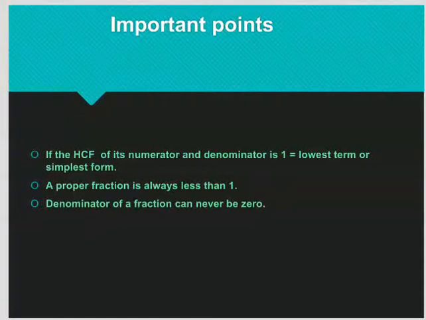Here are some important points based on fractions. Number 1, if the HCF of its numerator and denominator is 1, the fraction is in lowest term or simplest form. How are you going to understand this? If the HCF of the numerator and denominator is 1, then it means the fraction is in simplest form. Next, a proper fraction is always less than 1. Next, the denominator of a fraction can never be 0.